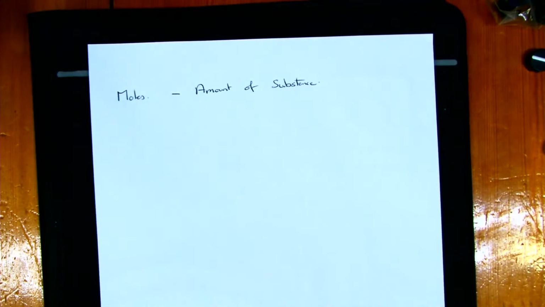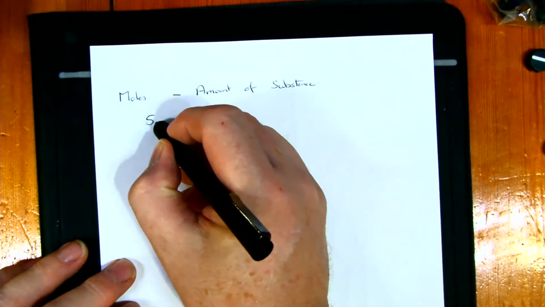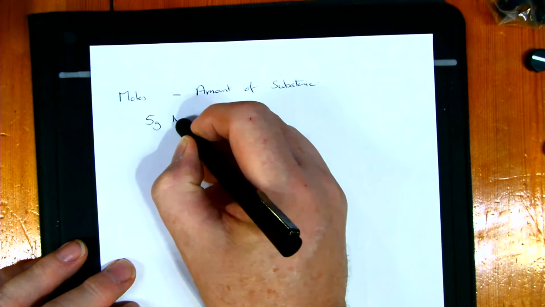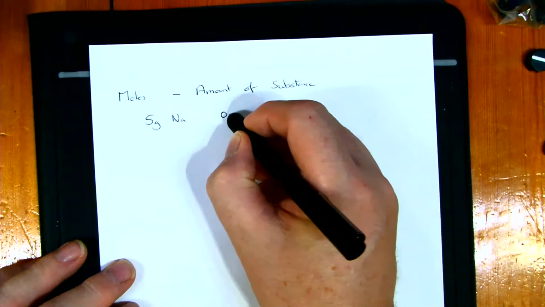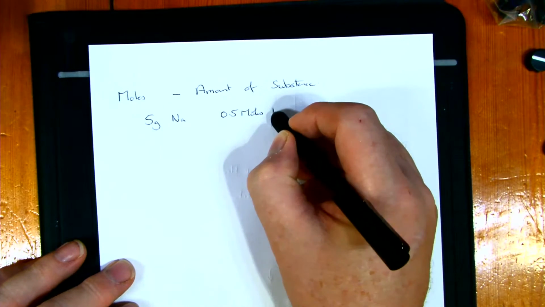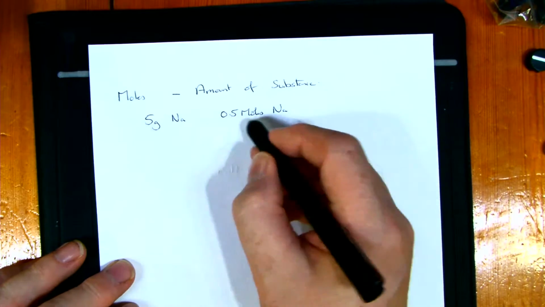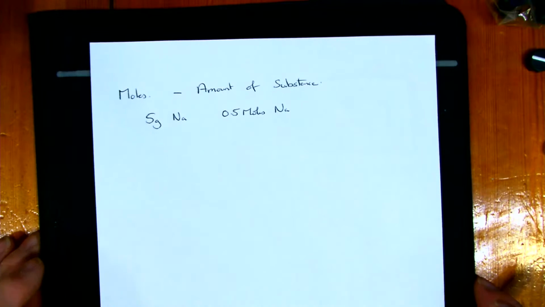So rather than saying necessarily I've got 5 grams of sodium, I might say that I've got 0.5 moles of sodium. They aren't directly connected, but we can look at all of these.